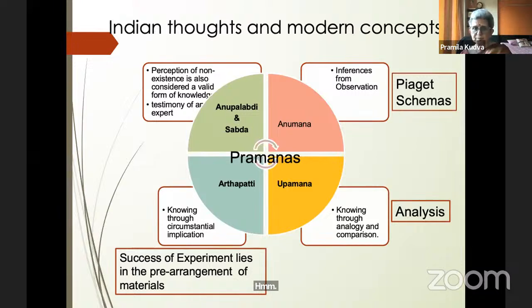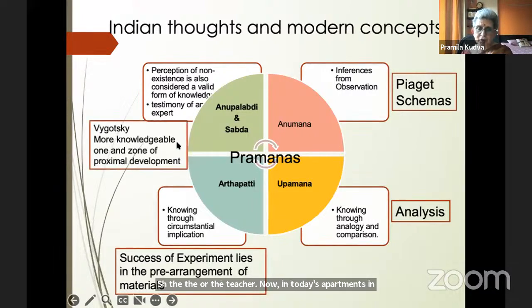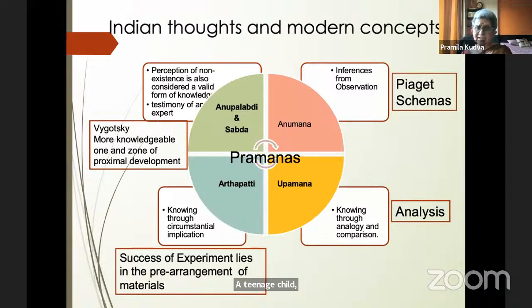Shabda refers to the guru or the teacher. Now, in today's pedagogy, what is it? Vygotsky talks about the zone of proximal development and the more knowledgeable one. The zone of proximal development is where the child can study on his own and grow, whereas the more knowledgeable one will help the child grow beyond it. But the more knowledgeable one need not be someone who is old. A teenage student who teaches his grandmother how to use a smartphone is the more knowledgeable one.